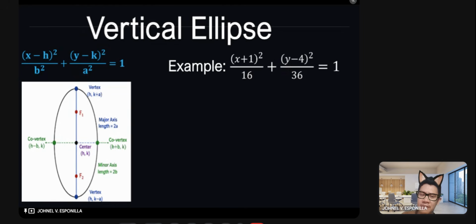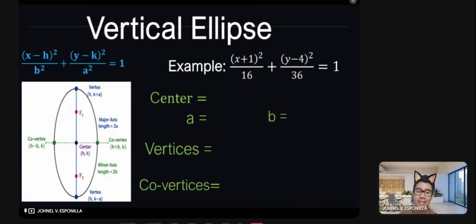Medyo nakakalito lang sa vertical and horizontal pagdating sa mga formulae. Okay? Pero yung one way of identifying the equation as vertical or horizontal ay makikita po sa baba ng fraction natin na nasa denominator. So try po natin hanapin yung center, A, B, vertices, and the co-vertices. So sa center, HK ulit, sinong kasama ni X, at sinong kasama ni Y, at ano yung mga kabaliktaran nila. So the center is negative 1, positive 4.